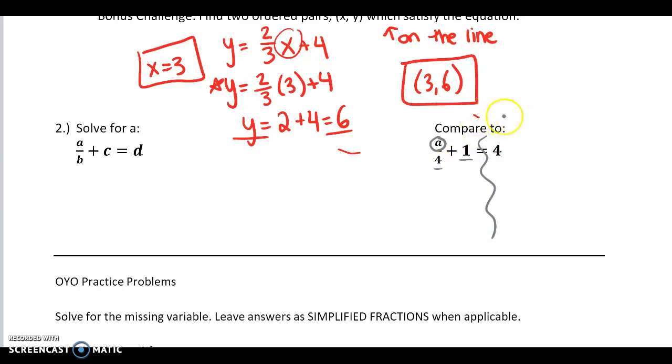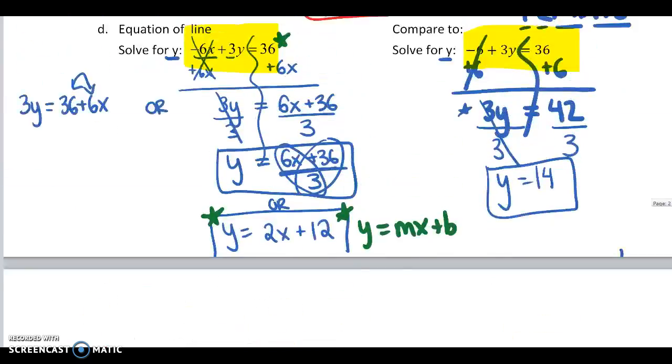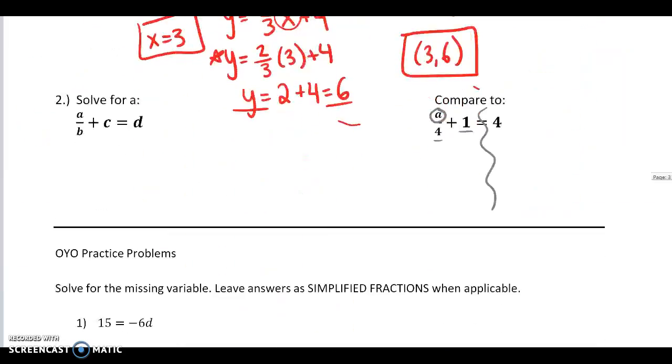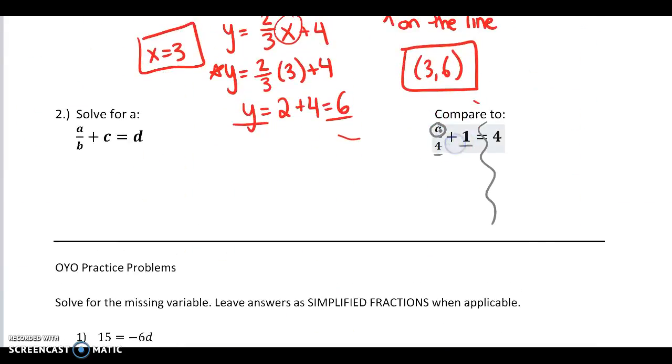But we're going to work in reverse PEMDAS, so like up here, we always did the addition before we did the division. We're going to do the same thing here. Do the addition or subtraction first. So this is a over 4 plus 1. To undo adding 1, I have to subtract 1 from both sides. So 1 minus 1, those cancel out. So I have a over 4 equals 3.